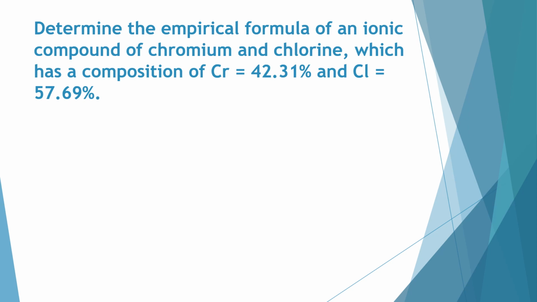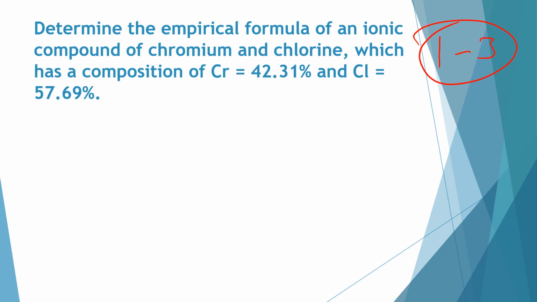Determine the empirical formula of an ionic compound of chromium and chlorine, and there's a composition of 42.31% for chromium, and chlorine is 57.69%. So now we have the percent composition. Now we're trying to find the empirical formula. That means we're only going to do steps 1 through 3 for this.